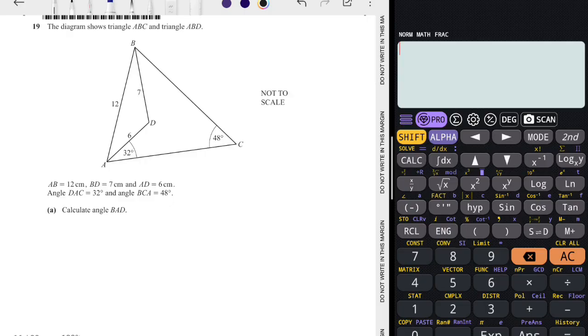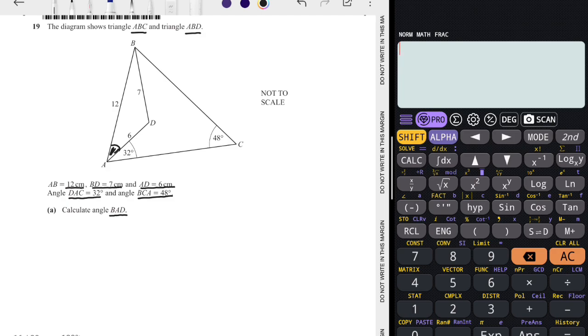Question number 19. Diagram shows triangle ABC and triangle ABD. AB is equal to 12 centimeter, BD is equal to 7 centimeter, and AD is equal to 6 centimeter. Angle DAC is equal to 32 degree and angle BCA is equal to 48 degree. Calculate angle BAD. We have to calculate this angle. For this purpose we have to use cosine law, as there are three sides given. So we have to find out the angle opposite to side BD.